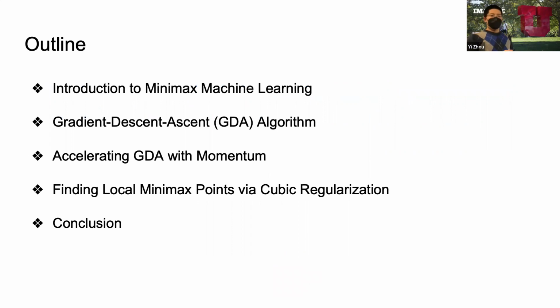So here's the outline of this talk. I'm going to first give a very brief introduction to what is minimax machine learning, and then in the following three sections, I'm going to talk about three different optimization algorithms for solving minimax machine learning problems. We will understand the convergence properties and the convergence rates of these algorithms under different settings, and talk about their different optimality conditions. And after that, I will conclude this talk.